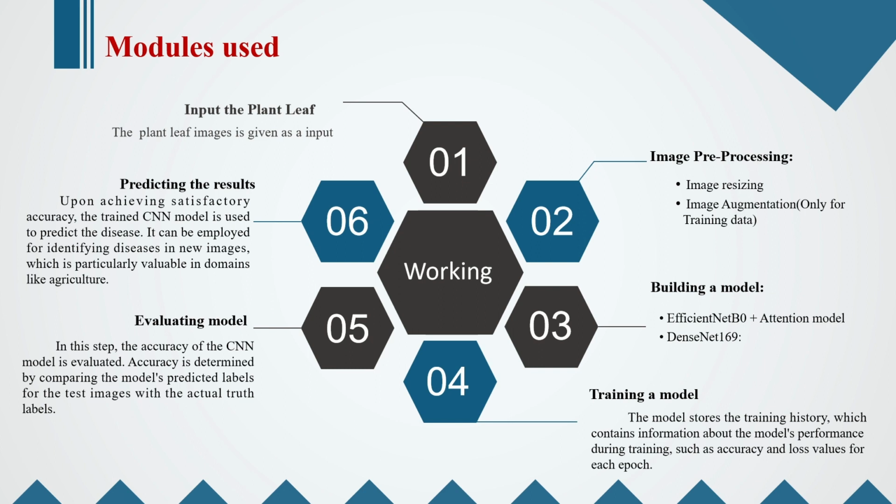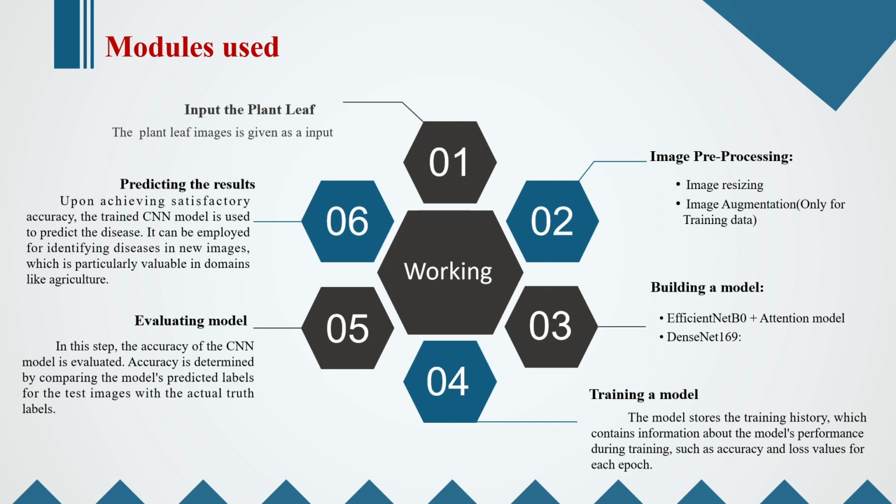After that, image augmentation is done, where the images will be rotated as well as flipped horizontally as well as vertically. The next step is building the model. Here we use the EfficientNet B0 with attention model as well as the DenseNet 169 model.